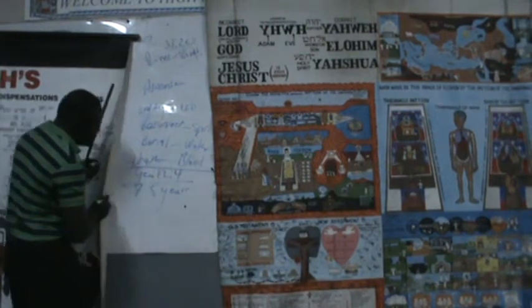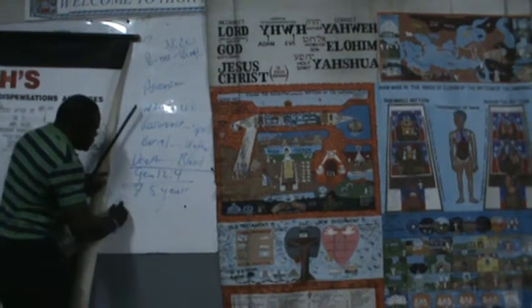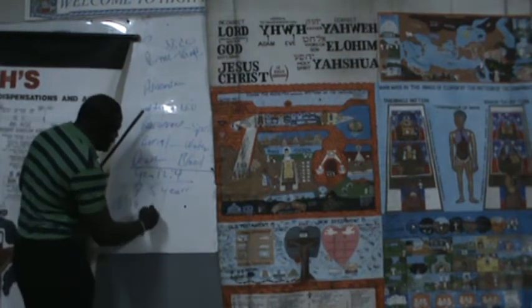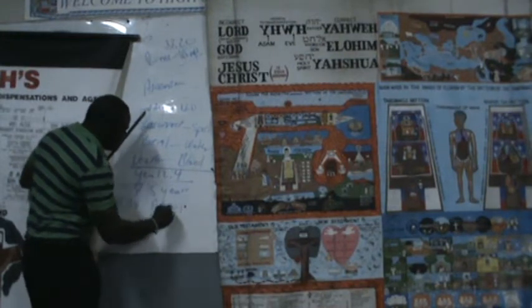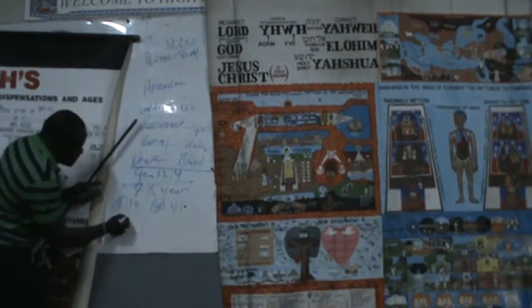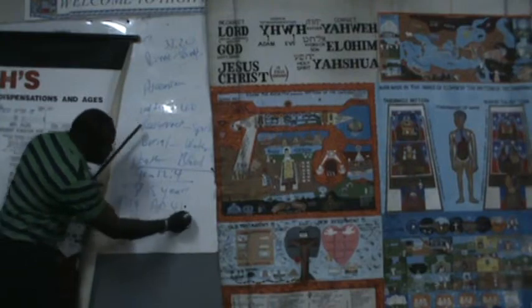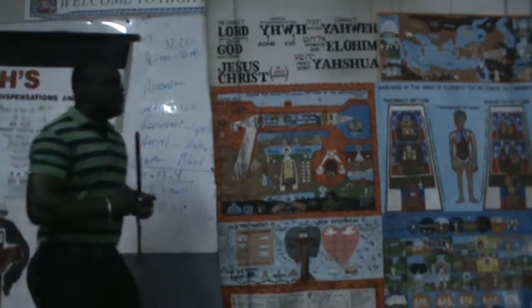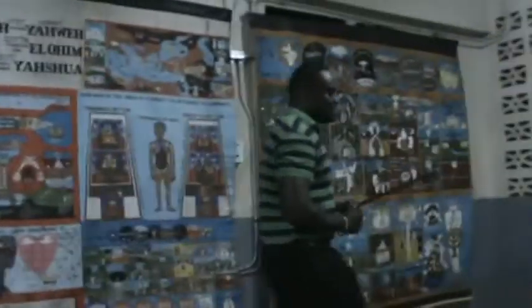75 years old. So the day of Pentecost to the Jews was AD what? 34. And to the Gentiles was AD what? 41. Seven years after. 3 plus 4 is what? 7. 4 plus 1 is what? 5. That promise was fulfilled, both the Jew and the Gentiles. Is that right? So Yahweh made a promise to Abraham.